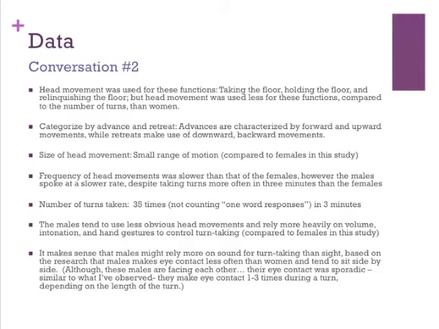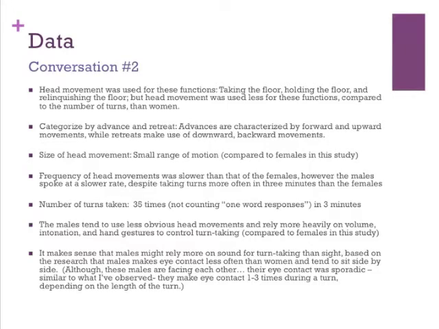The data from conversation number 2. Head movement was used for these functions: taking the floor, holding the floor, and relinquishing the floor. But head movement was used less for these functions, compared to the number of turns, than in women. Categorized by advance and retreat, advances are characterized by forward and upward movements, while retreats make use of downward-backward movements, similar to that used by the women.